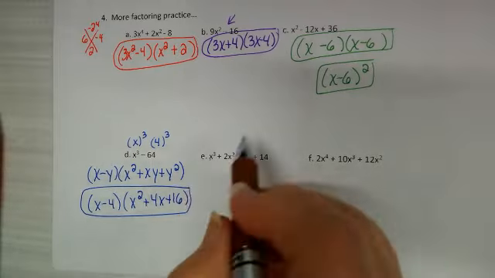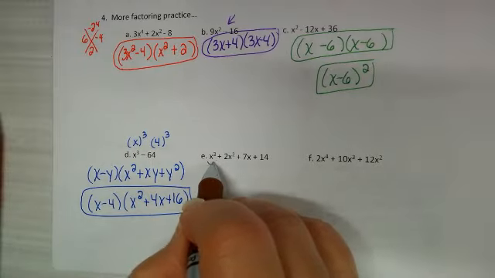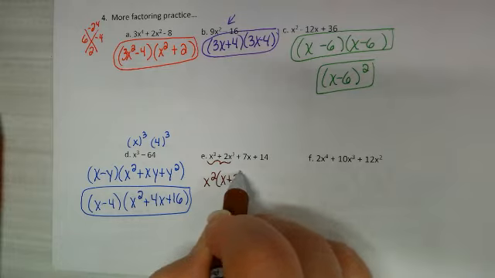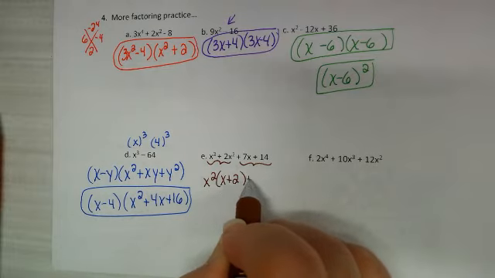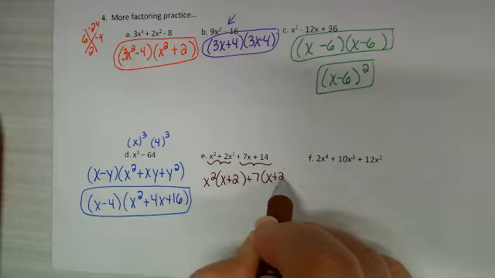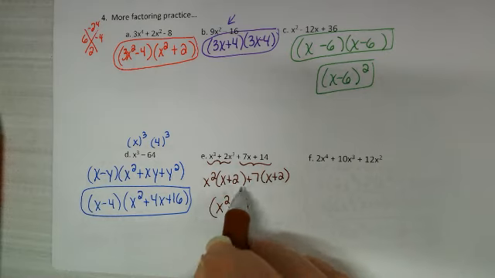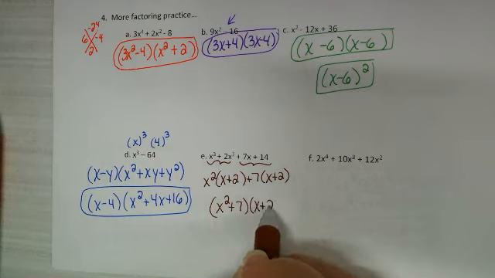Now I'm going to group these together. In the first group, I'm going to take out an x squared. In the second group, I'm going to take out a 7. And then I have x squared plus 7, the numbers I just factored out, and x plus 2, the factor they had in common.